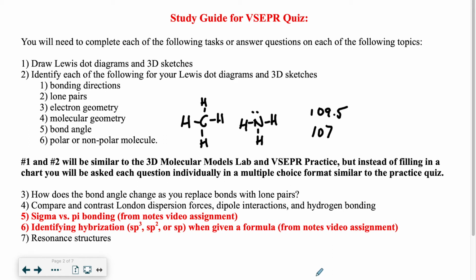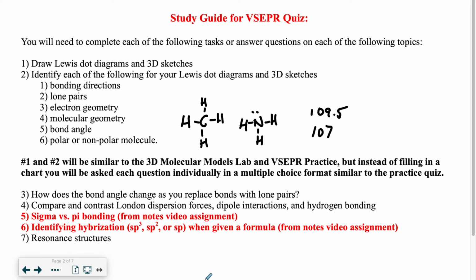You will also have to compare and contrast London dispersion forces, dipole interactions, and hydrogen bonding. This was from the last day of notes that we had in class together. London dispersion forces are present within all molecules. They are the weakest of the intermolecular forces. So whether something is polar or nonpolar, everything is going to have London dispersion forces.